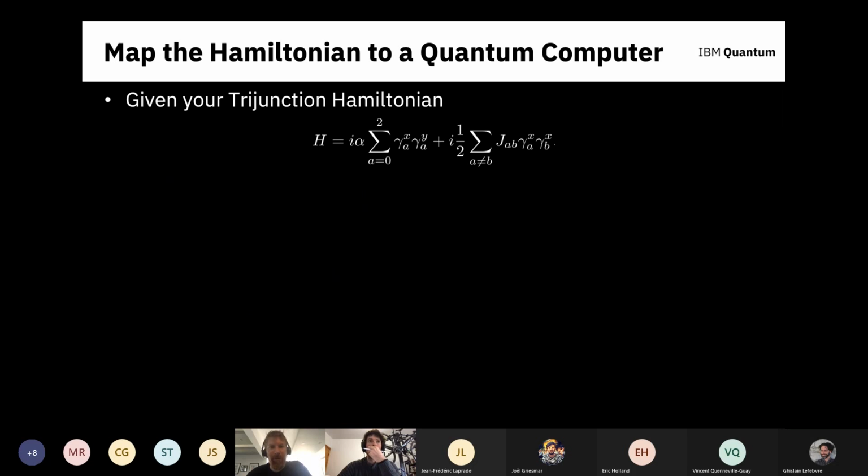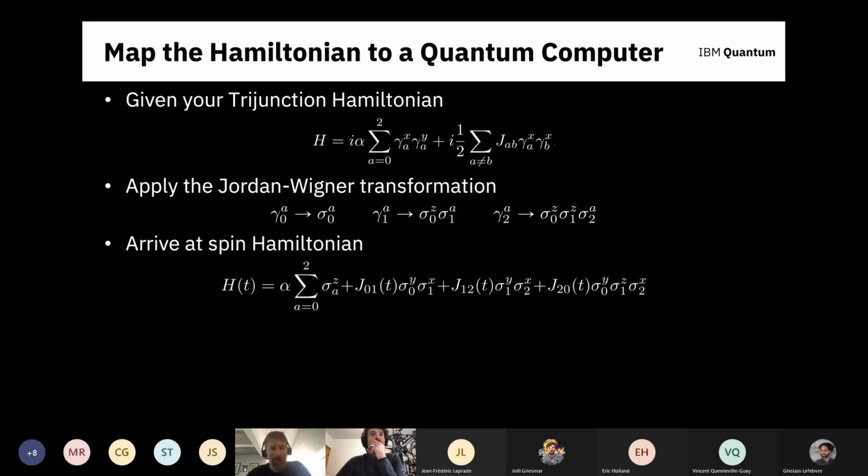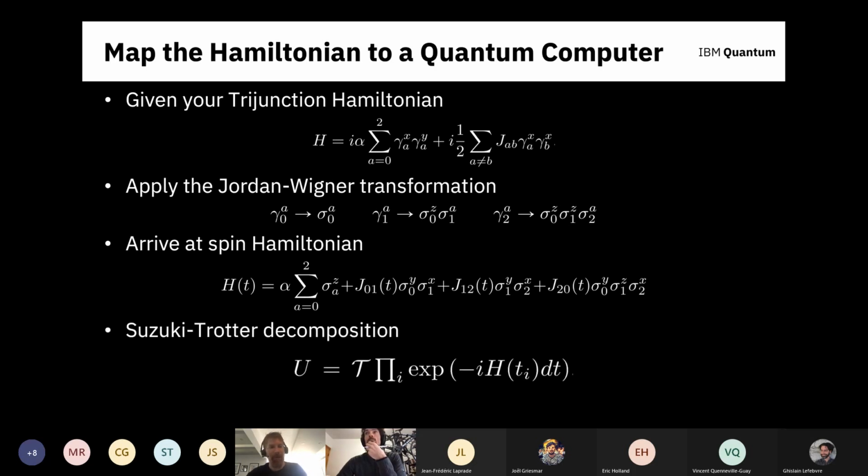Okay, so basically the formula for how you want to do this is you're given your trijunction Hamiltonian. You go through and apply some transformation. In this case, we applied the Jordan-Wigner transformation. And you can see how the Majorana is mapped here, where this A is corresponding to X or Y in the picture before, and then the X or Y Pauli matrix corresponds to which qubit we're mapping it to. So then we arrive at a spin Hamiltonian, which is something that we can formulaically map to a quantum computer, which is nice.